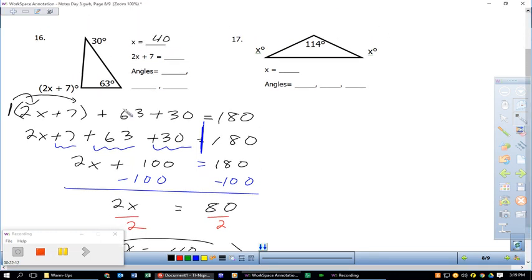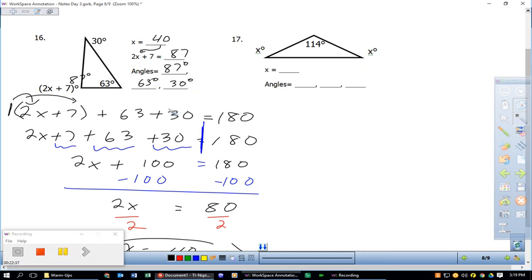Next, we're asked what is 2x plus 7. So if you plug 40 in, that's 2 times 40. Well, that's 80 plus 7, so this is 87. That means this angle right here is 87 degrees. 87 degrees, we have 63 degrees, and we also have 30 degrees.